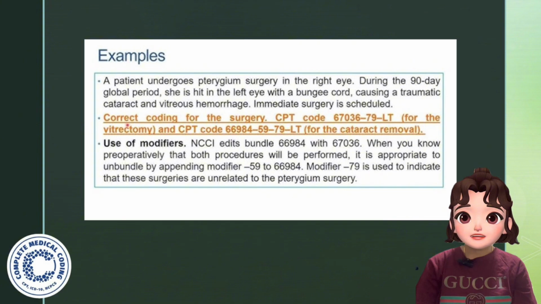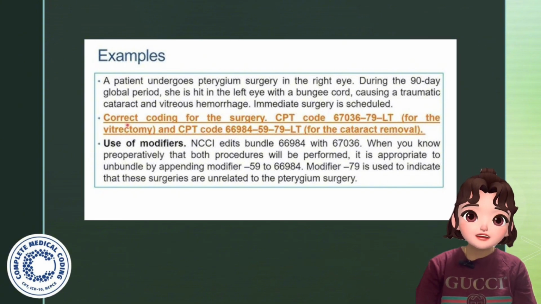Correct coding for the surgery: CPT code 67036 with modifiers 79 and LT for the vitrectomy procedure, and CPT code 66984 with modifiers 59, 79 and LT for the cataract removal. And how to use the modifiers? NCCI edits bundle 66984 with 67036. When you know pre-operatively that both procedures will be performed, it is appropriate to unbundle by appending modifier 59 to 66984. Modifier 79 is used to indicate that these surgeries are unrelated to the pterygium surgery.